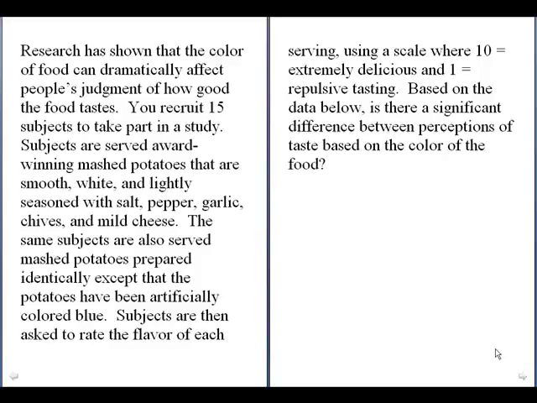Research has shown that color of food can dramatically affect people's judgment of how good the food tastes. You recruit 15 subjects to take part in a study. Subjects are served award-winning mashed potatoes that are smooth, white, and lightly seasoned with salt, pepper, garlic, chives, and mild cream. The same subjects are also served mashed potatoes prepared identically, except that the potatoes have been artificially colored blue.